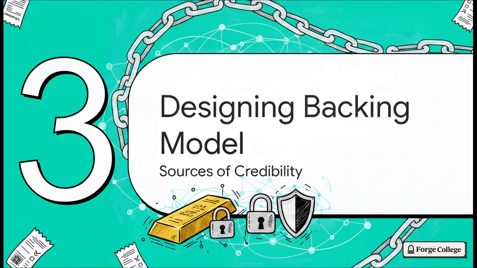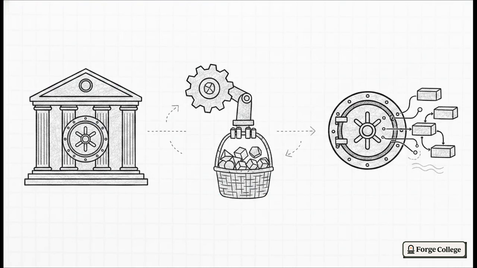Section 3. Designing the backing model. Now, you might be wondering, why on earth should anyone trust that your digital ticket is actually backed by something real? That credibility comes from one of three backing models. Number 1 is custodial. This is where a trusted third party, like a traditional old-school bank, physically holds the assets and issues the tokens. Number 2 is algorithmic, where the tokens are backed by collateral baskets managed entirely by smart contracts. No vaults, just code. And number 3 is hybrid, which, as you probably guessed, mixes physical custody with on-chain reserve mechanisms.